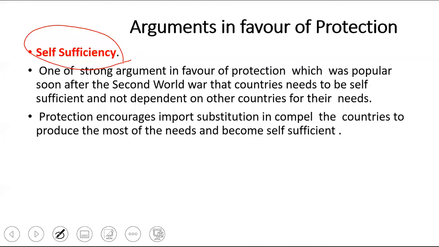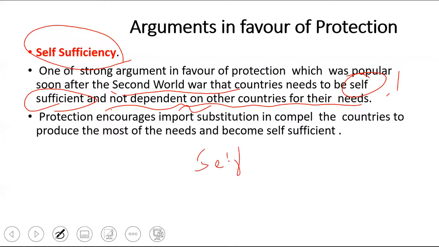One of the strong arguments in favor of protection, which was popular after the Second World War, is countries need to be self-sufficient. Okay, and not depend on other countries for their needs. This is very important. Country should be self-sufficient. What do you mean by self-sufficient, children? हम अपने पैर पर खड़ा रहेगा. Okay, they will not be depending on other countries.